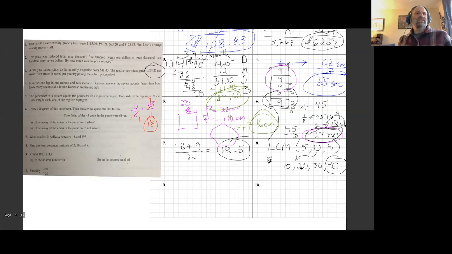So 5 goes into everything that 10 does. So I can just ignore that 5 because 5 is going to go into all the multiples of 10, right? But 8 and 10 is the one I'm worried about. So I'm just going to list the multiples of 10 until I get to a multiple of 8. 8 doesn't go into 10, it doesn't go into 20, it doesn't go into 30, it goes into 40. So boom.